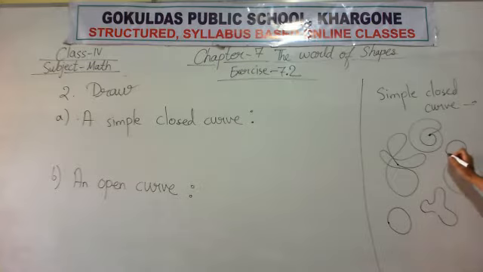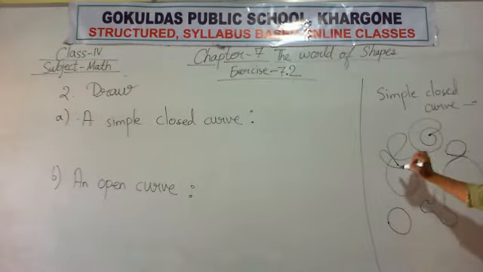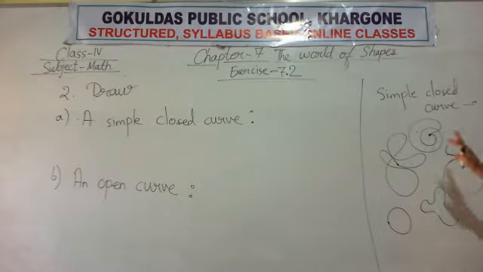Here this line is crossing the other part of the curve, means it is not a simple closed curve. It is not simple. Why? Because it is crossing itself. But in these two figures the curve is not crossing itself. It means it is a simple closed curve.